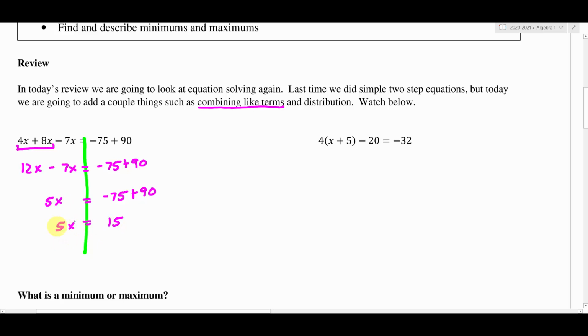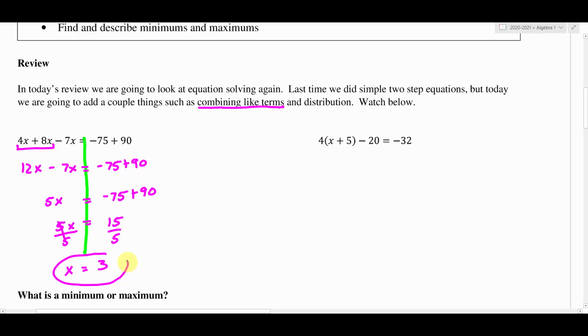And now we have a very simple equation to solve here. It's 5 times x, and I want to get this 5 moved to the other side. So I have to do the opposite of multiplication, which is division. So I'm going to divide both sides by 5. Right? When I move something from one side of the equal sign to the other, I have to do an inverse operation, and I have to do it on both sides. So the 5's cancel, and I get x equals, and then 15 divided by 5 is 3.